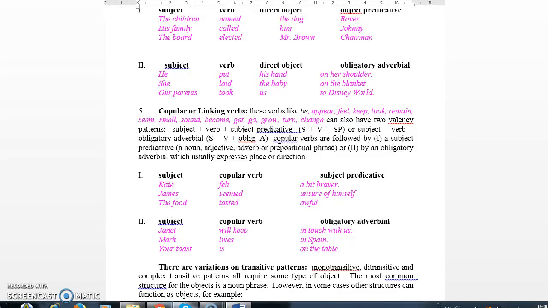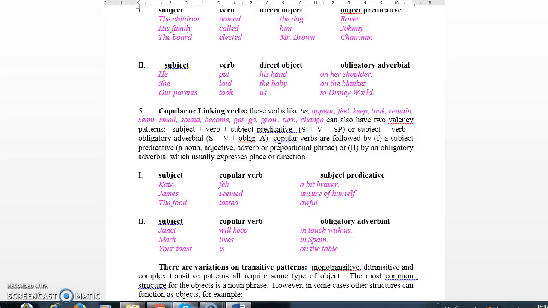One is the subject, verb, and the subject predicative, which can be an adjective, or it can be a noun phrase, but you need something after that. You have Kate, for example, is the subject, felt is a copular verb, and a bit braver, which is an adjective phrase, would be the subject predicative.